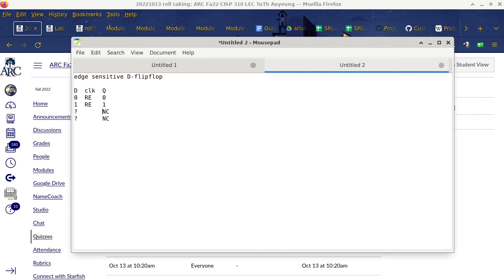For everything else, the Q pin is going to be no change. So you can play with your D pin all day long, and as long as the clock is not experiencing a rising edge, nothing happens to the Q pin. Is that okay? Compared to a level-sensitive D flip-flop, the two mechanisms control two different things.